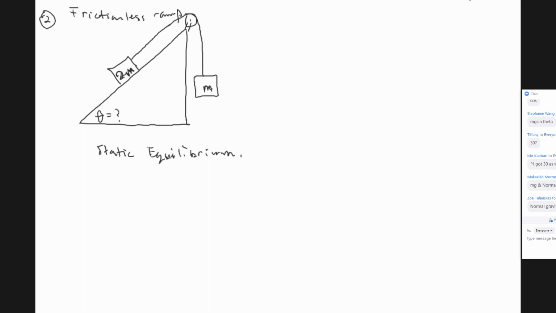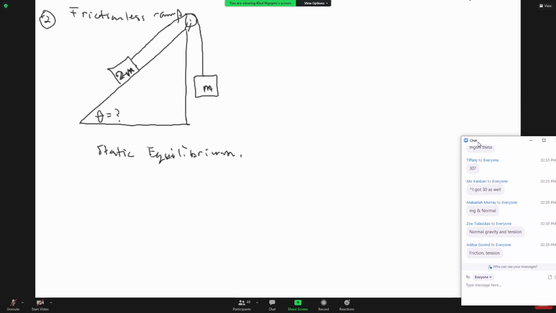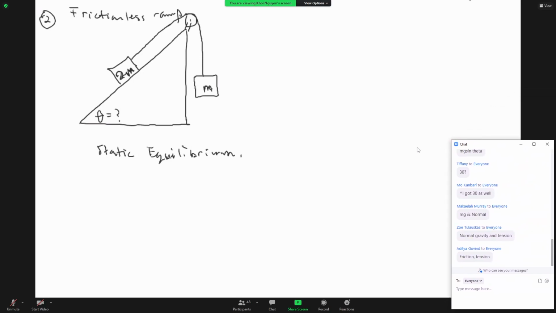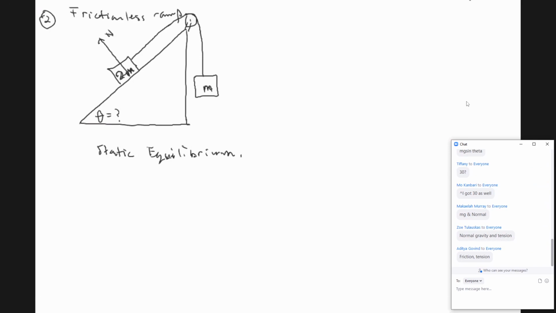Yes. We have normal force, gravity, and correct, tension. So we have normal force, which is perpendicular to our resting surface. We have gravity, which is straight down, which is the mass times the gravitational acceleration constant. And we have tension.